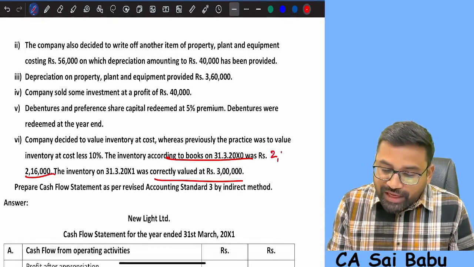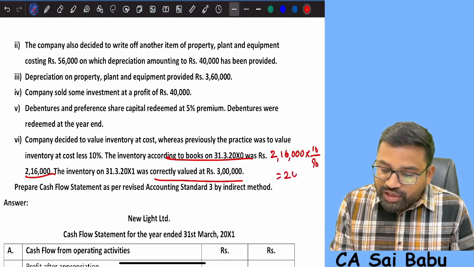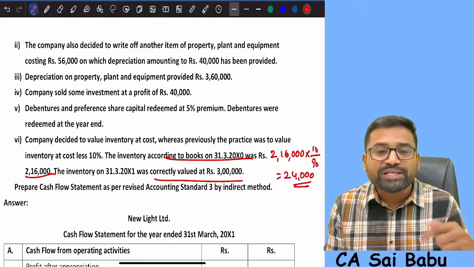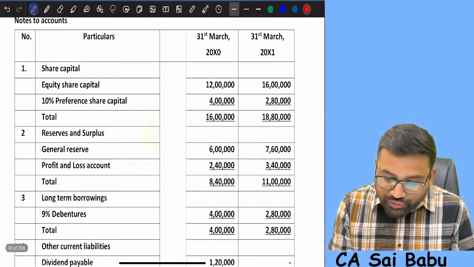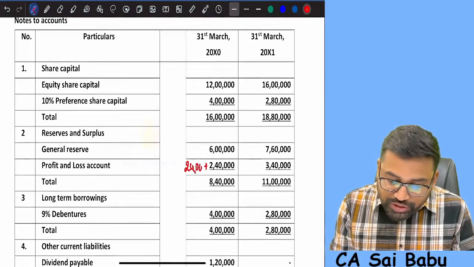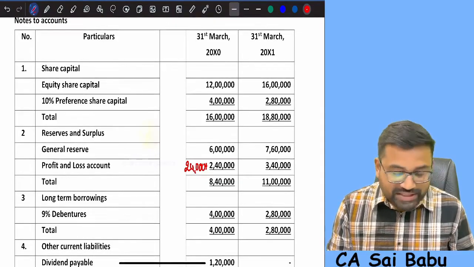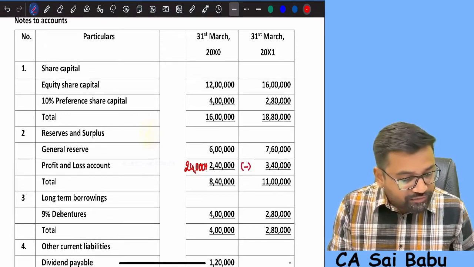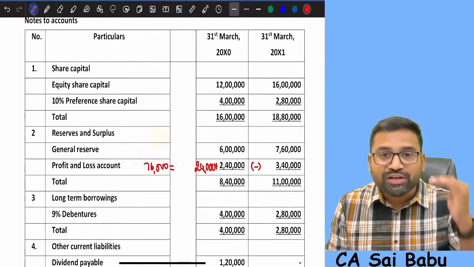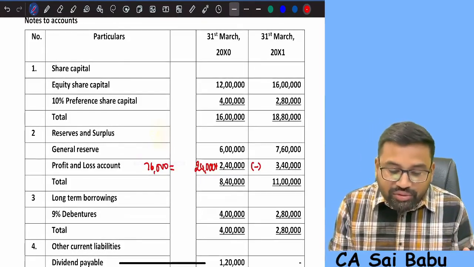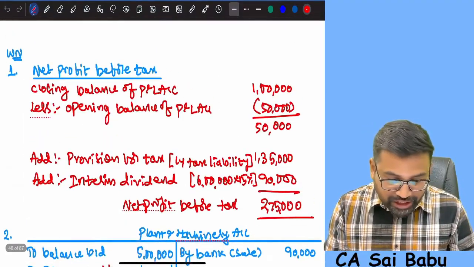Now if I make a proper valuation, this 2,16,000 is at 90. I need to increase another 10%. So it will be 24,000. So therefore, if I increase my opening stock by 24,000, my opening P&L account balance will also increase by 24,000. So therefore, what I need to do? My opening P&L account balance is 2,40,000 plus 24,000. It will be 2,64,000. 2,64,000 minus 3,40,000. So 76,000 I need to consider as the difference between closing P&L and opening P&L. For this, I need to add back the appropriations to arrive at net profit before tax. I will show you in this question number 19.